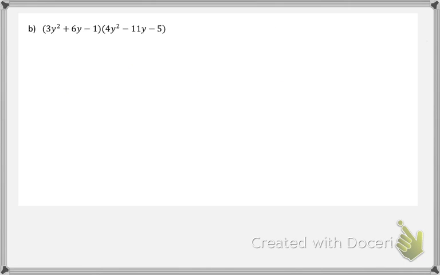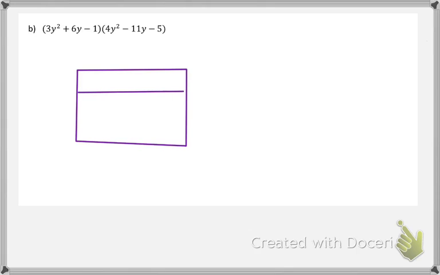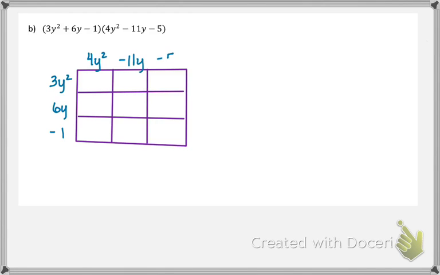So let's try another one. This one is even longer. We've got a trinomial times a trinomial. So I'm going to do the area model for this. And if you like distributing horizontally, you can do that as well. Should get the exact same terms. It's just not going to be in a box, that's all. So because I have 3 terms times 3 terms, I'm going to divide my grid up into a 3 by 3 rectangle. And I'm going to have 3y squared and 6y and negative 1. And then across I'm going to have 4y squared, negative 11y, and negative 5.